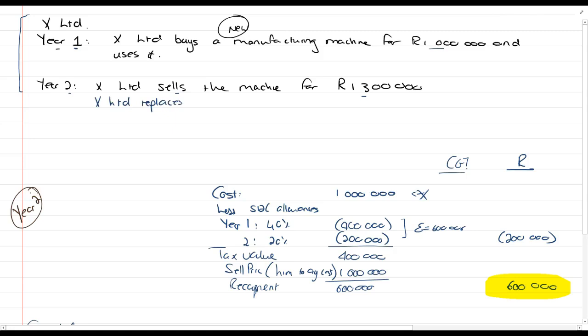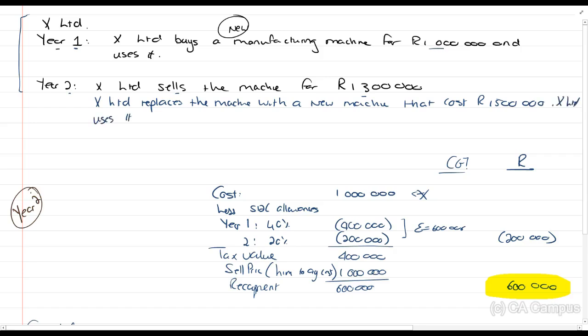replaces the machine with a new machine that costs 1.5 million rands. X Limited uses it immediately. Okay, so what have I changed in the question? Still the same thing. We had a machine, we sold it, but now we're replacing it with a new machine.